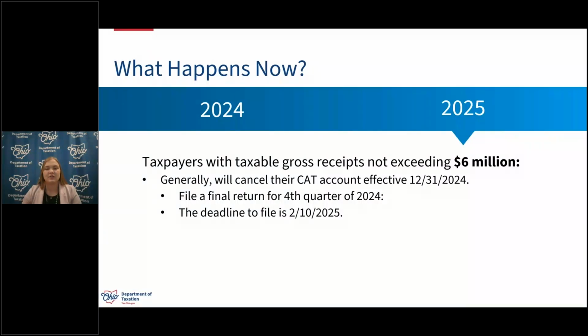And then on this slide are the 2025 requirements. Beginning January 1st of 2025, taxpayers with taxable gross receipts less than $6 million will need to cancel their account effective 12/31/2024. This can be done when filing the final fourth quarter 2024 return by submitting a business account update form, using the CAT cancel transaction on the Gateway, or by calling the department. The fourth quarter return should be filed on or before February 10th of 2025.